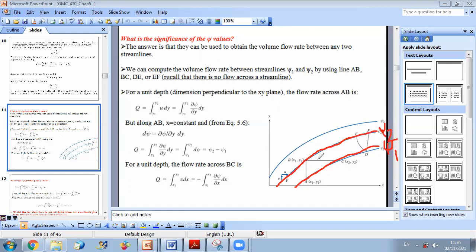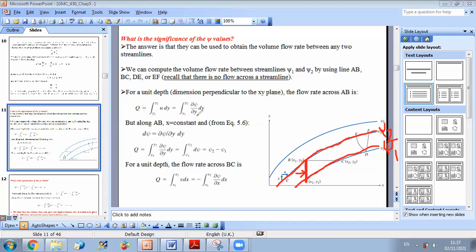And we want to calculate the flow rate between two streamlines. How can we do it? For example, if you consider a particular line AB, and we want to get the corresponding flow rate crossing this line, we know that for any cross section, if you want to determine the flow rate, we should consider the component of velocity perpendicular to the section. Since here the section is vertical, we only consider the u component of the flow.